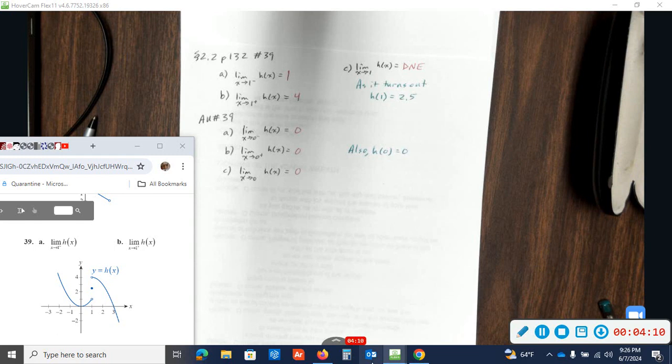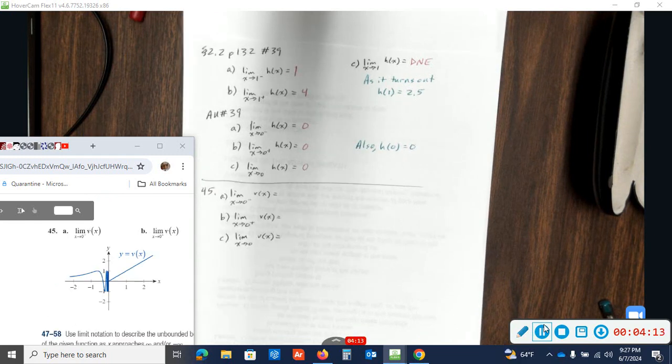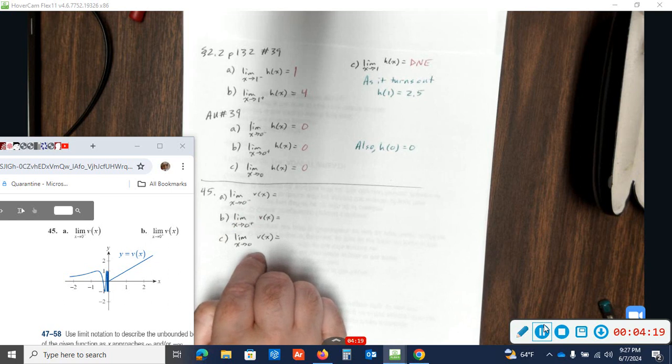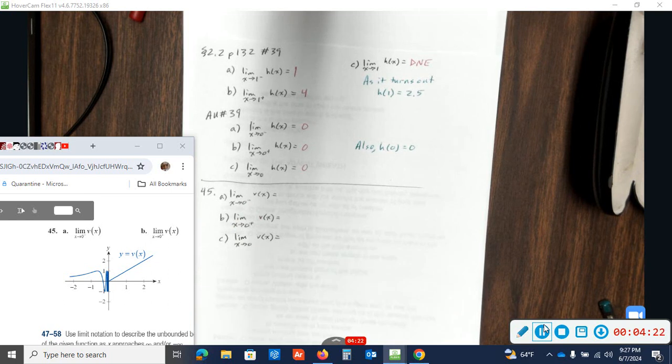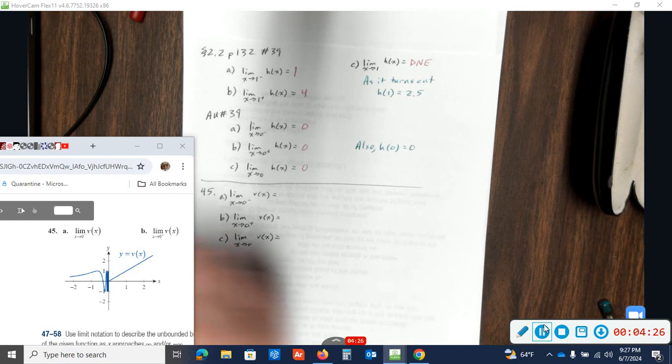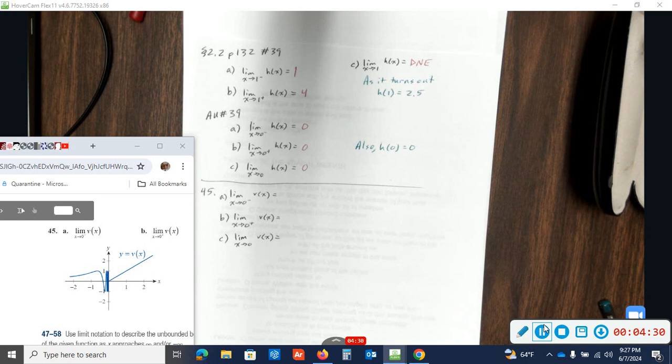Let's do another one. For 45, the book only has part A and part B, but I hope when you think about part A and part B, you think about part C as well. Which of these three is going to be easiest? Which is going to be hardest?